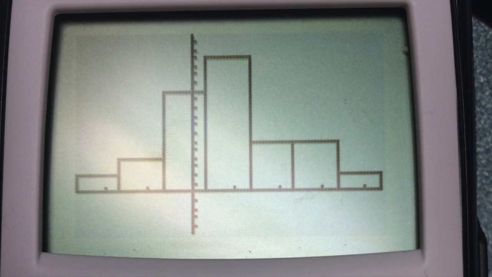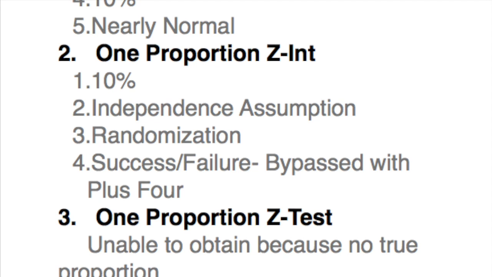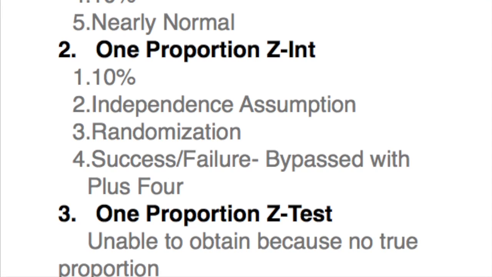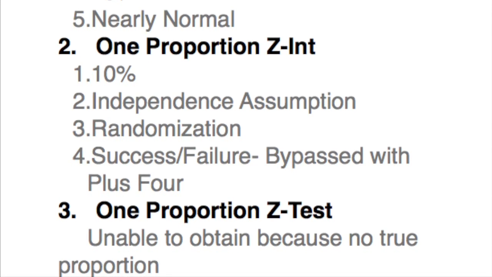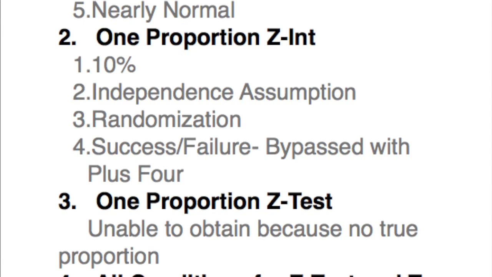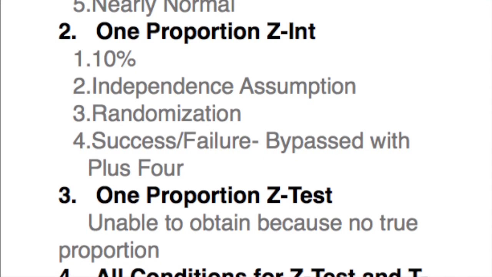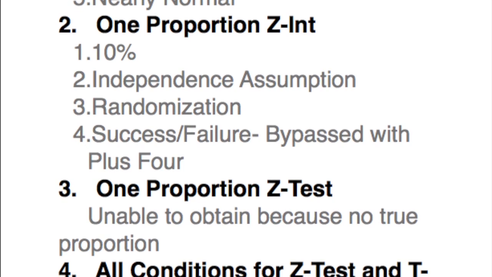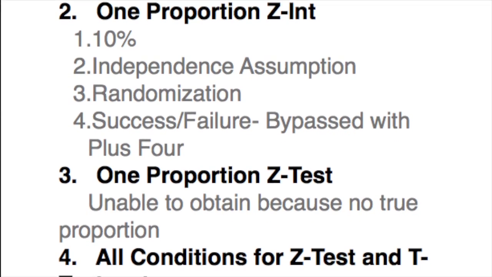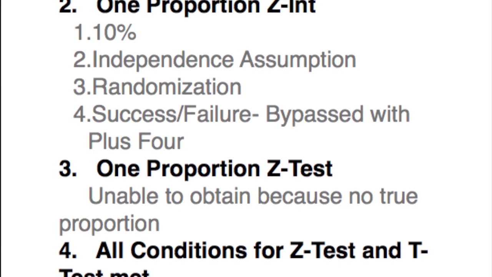Second, I will discuss the additional conditions for a 1 proportion z interval. As previously stated, the 10% and randomization condition are met. The independence assumption is met because someone's mile time would not affect the mile time of another person. At first, the success-failure condition was not met. However, we bypassed this issue using the +4 model.